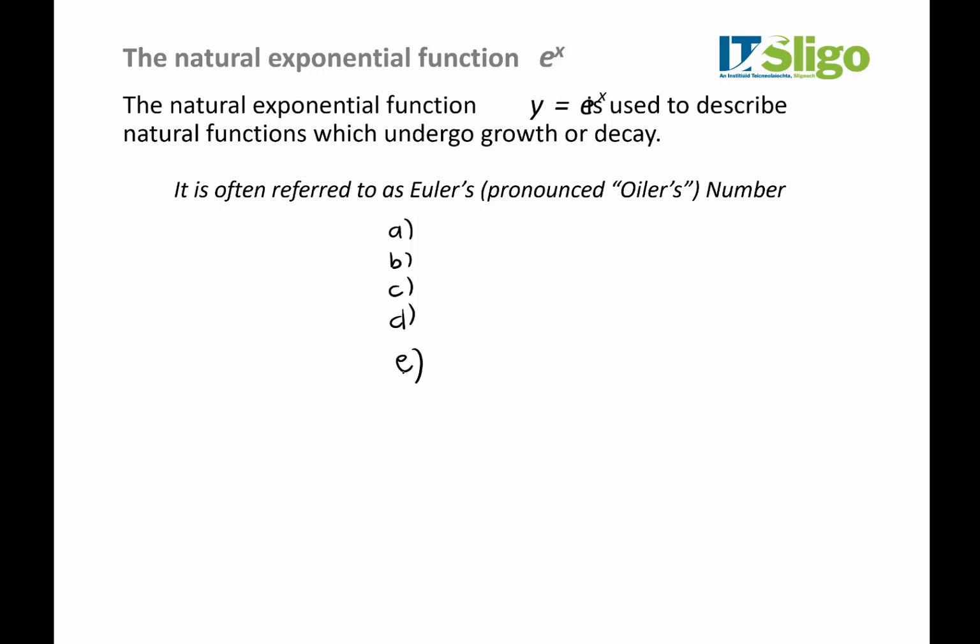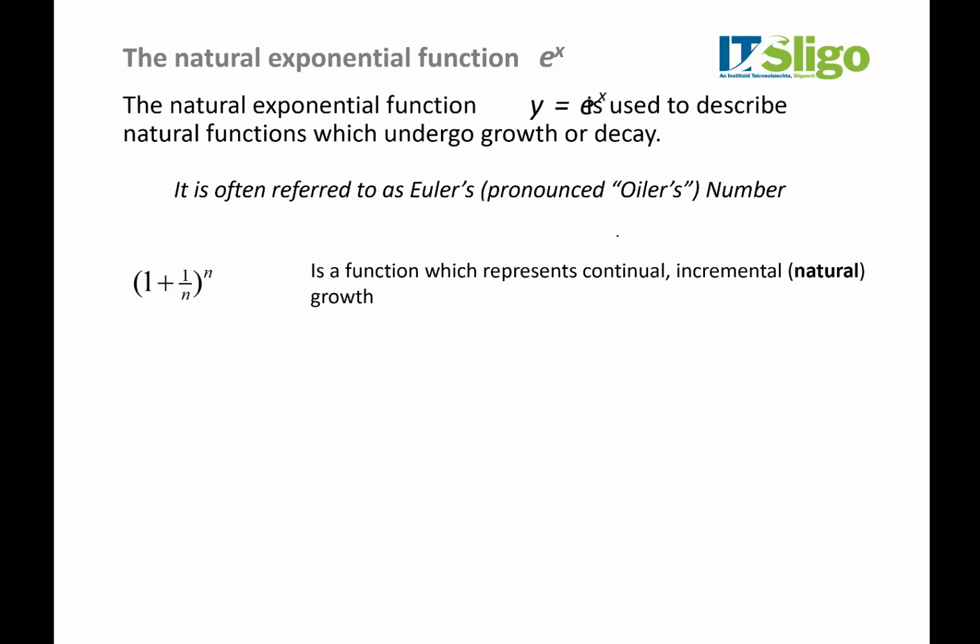E doesn't stand for exponential. A lot of people think that, but it's not. Exponential, any value can be exponential. This is an exponential function because our input is a power. So this is the function that Euler used to develop this value, and it represents continual incremental growth. And continual incremental growth is the definition of natural growth.